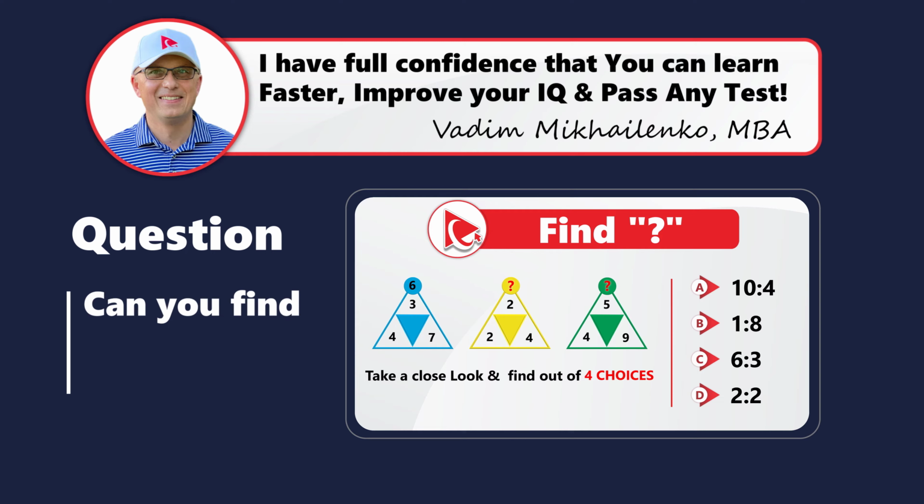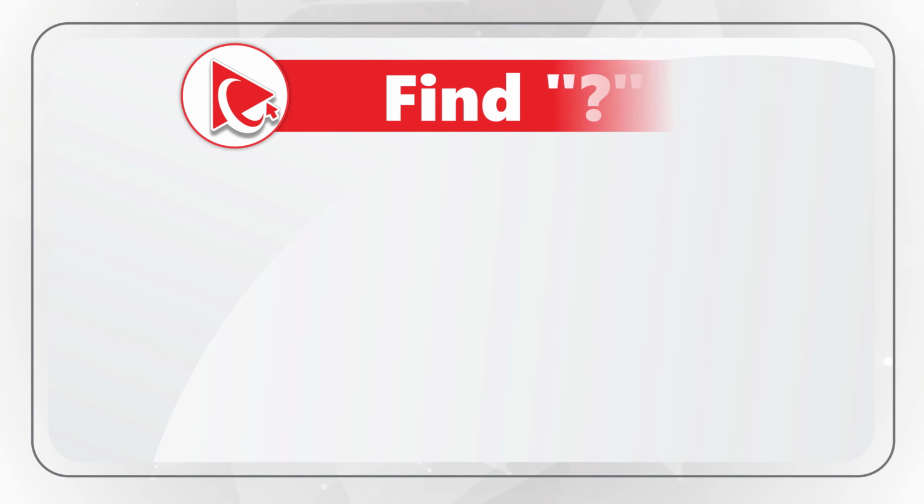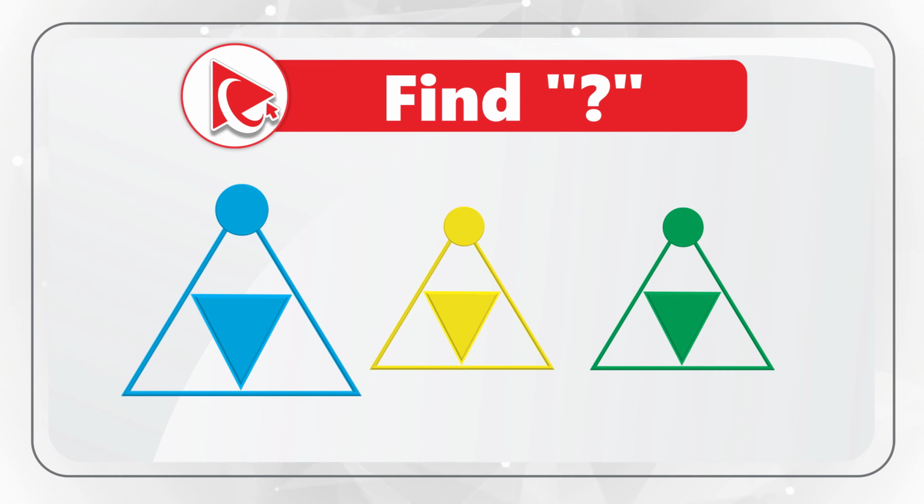Here's an absolutely phenomenal question, which is absolutely not obvious how to solve. Instead of one question mark, you need to find two question marks. You're presented with three triangles. All triangles have a circle on the top. Blue triangle has three numbers inside. Starting from the top, the numbers are 3, 7, and 4, and the number on the top is 6.